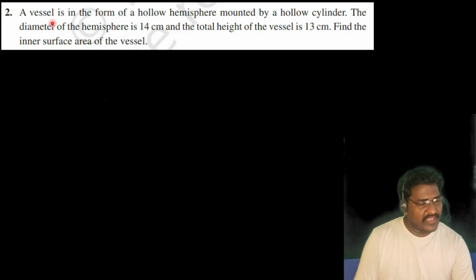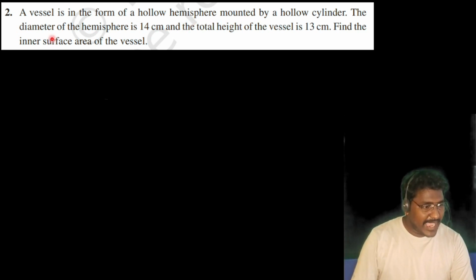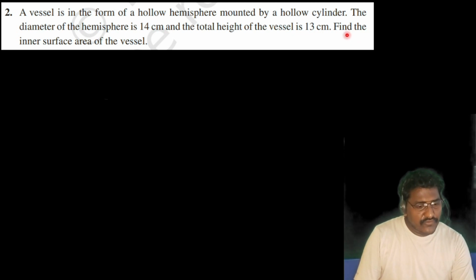A vessel is in the form of a hollow hemisphere mounted by a hollow cylinder. The diameter of the hemisphere is 14 centimeter and the total height of the vessel is 13 centimeter. Find the inner surface area of the vessel. That means here, let me draw the diagram first.